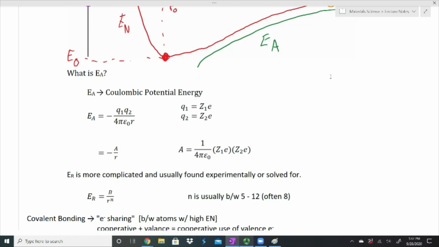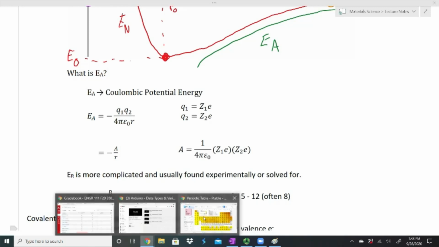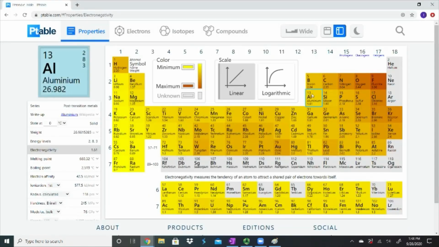The next type of bonding that I want to discuss is covalent bonding. And covalent bonding a lot of time is called electron sharing, or it's described that way. And again, it's between atoms with high electronegativity. So both of them have to have high electronegativities. If we go back to the periodic table, what we see here is the ones with the high electronegativities are kind of up in this upper right-hand corner here.